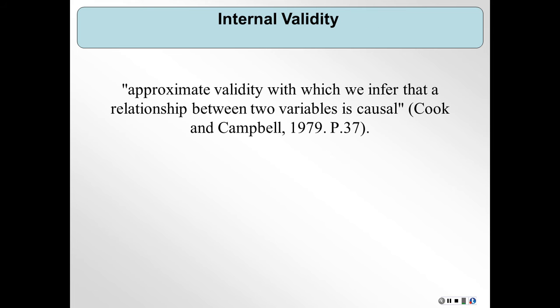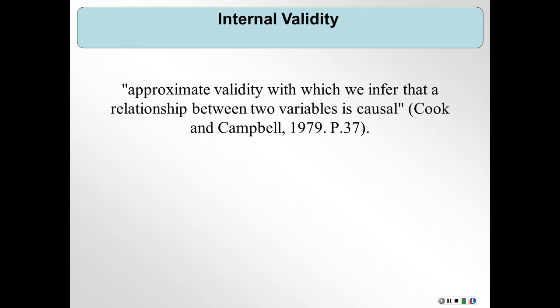Internal validity is defined as the approximate validity with which we infer that a relationship between two variables is causal. It's usually considered unfair to use a word in defining itself, and here I've used the word validity, quoting from Cook and Campbell, to define validity. What does it mean if something is valid in your own words? Pause and think about that for a moment. Many of you probably came up with something along the lines of, it means it's true, it means it's real. And I think those are fairly decent approximations of the word validity.